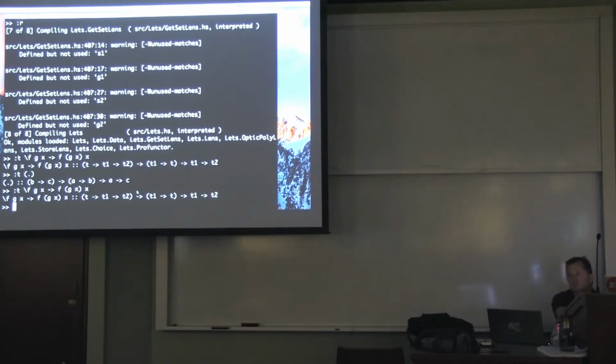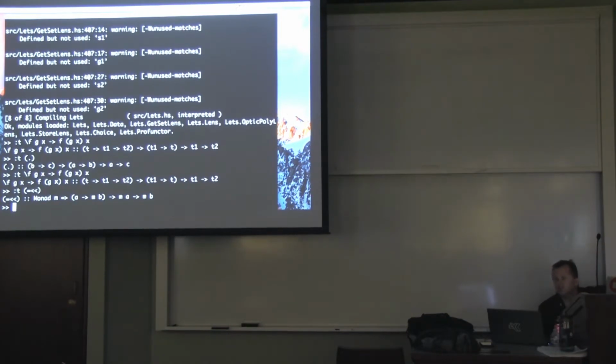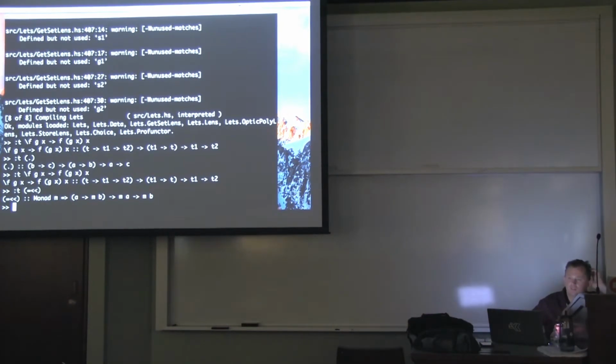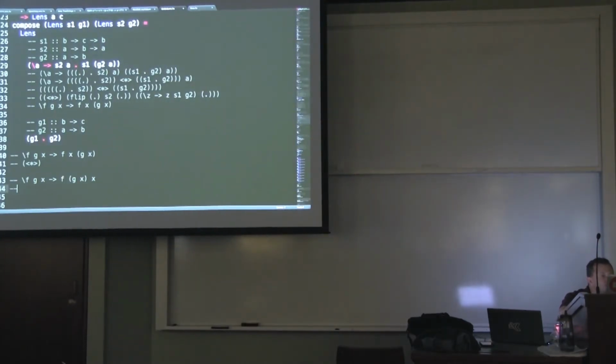Does everyone know what a monad is? It's that, right? Same, same. T is A. T1 arrow is M. T2 is B. So T1 arrow T, T1 arrow T2. So whenever you see that pattern, you think that one.